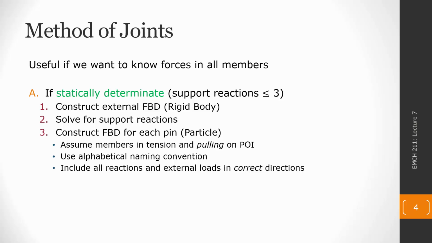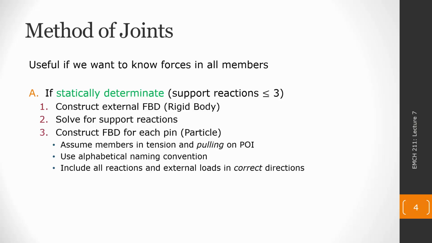For consistency and to make it easier, I'm going to recommend that you always assume that every member it's attached to is in tension. That is to say that every member would be pulling on the pin in that free body diagram. Also for consistency, I recommend using an alphabetical naming convention. Typically, the different points are going to be labeled, for example, A, B, C, and D, and we might name the tension, or more generally the force in any member, as, let's say, FAB if it's attached to point A and point B, or FBC if it's attached to point B and point C.